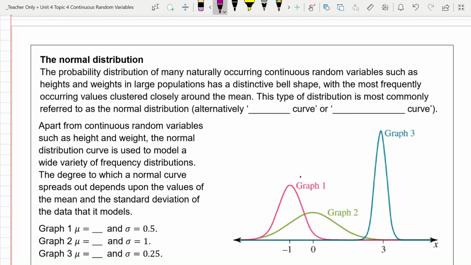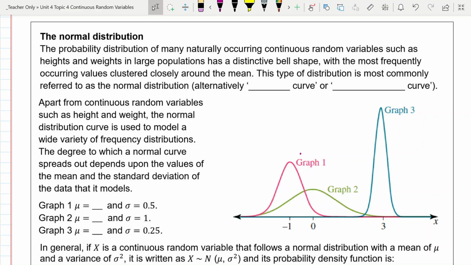Okay, grade 12. Today we start with our normal distribution. You've heard a lot said about it, and now you're actually going to learn how to deal with it. You might have heard it referred to as a bell curve, or as a Gaussian curve. Many continuous random variables follow this sort of curve, where the majority of the values cluster around a central point or a mean.